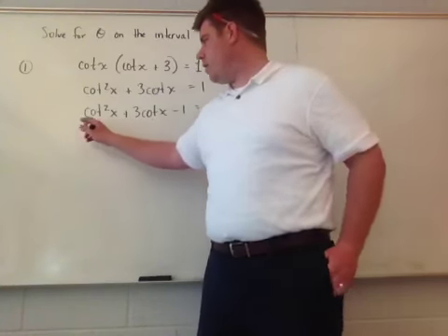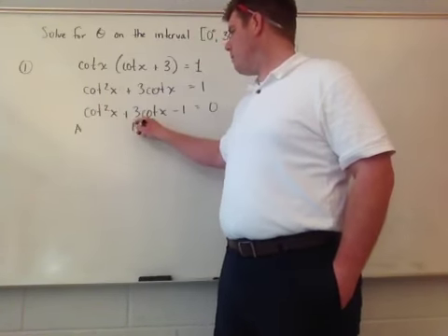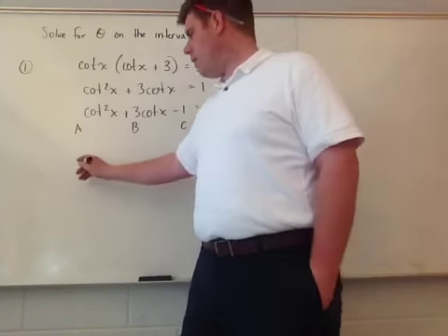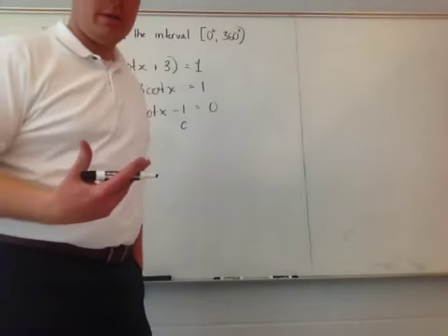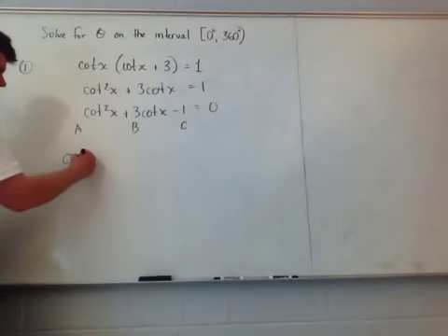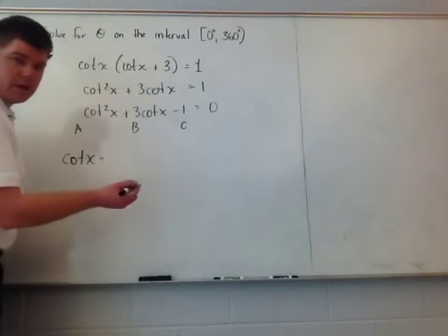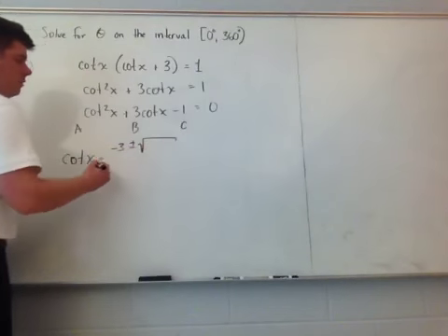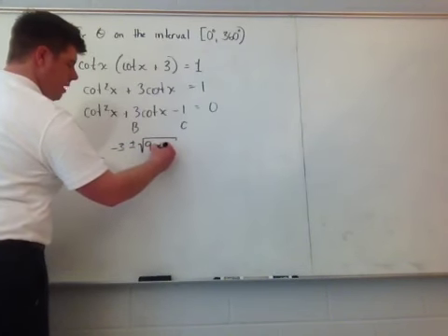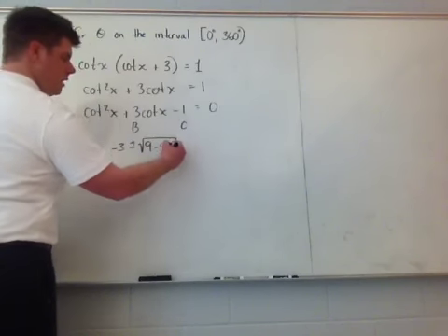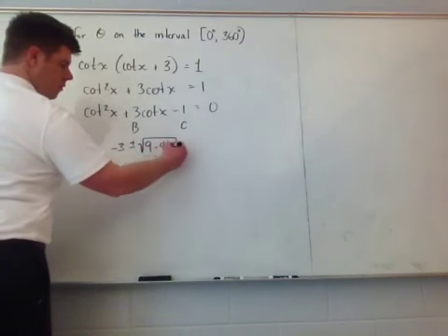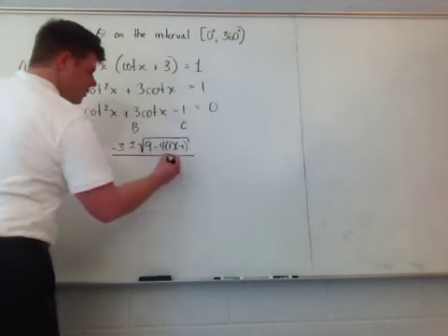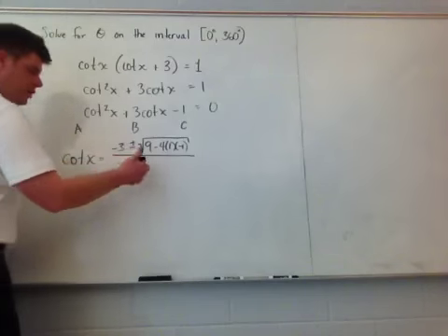The quadratic formula is based off of a, b, and c, the coefficients of your terms. Instead of saying it's x, remember I have a cotangent of x, so cotangent of x is equivalent to the opposite of b, which is negative 3, plus or minus the square root of 3 squared, which is 9, minus 4 times 1 times negative 1. That is all divided by 2 times a, and 2 times 1 is 2.